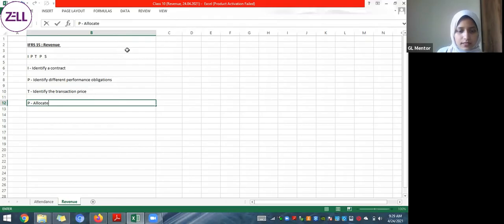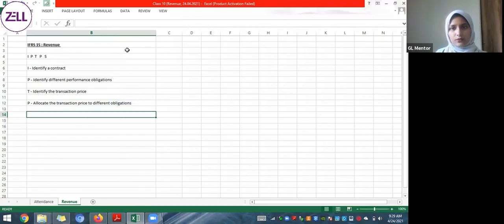Then again a P: allocate the transaction price to different performance obligations. Now, I told you that things came in a bundle, right? You got an AC, you got a 3 year service, you're paying probably $2,000 for this combined package. But you have to identify how much is the price for the physical AC and how much is the price for the 3 years of service. You'll have to segregate it. That's important. So allocate the transaction price to different obligations.